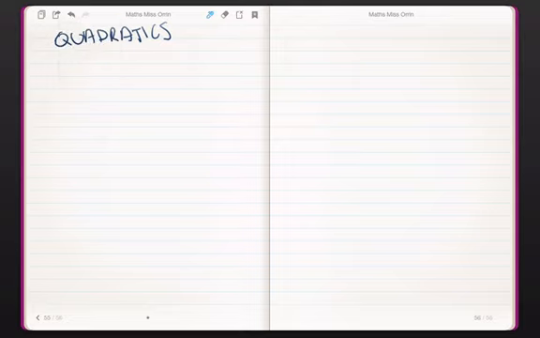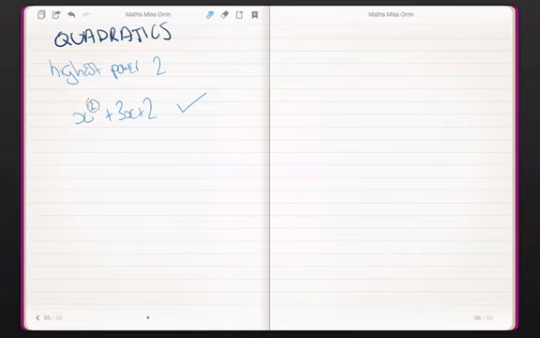Alright, so remember quadratics, quadratum is just the Latin word for square. So remember when we talk about the highest power. If it's a quadratic, the highest power must be 2. Highest power is 2. So if we have x squared, that's why we call it quadratic, because it's just the Latin word for squared. x squared plus 3x plus 2 is a quadratic because the highest power is a 2.